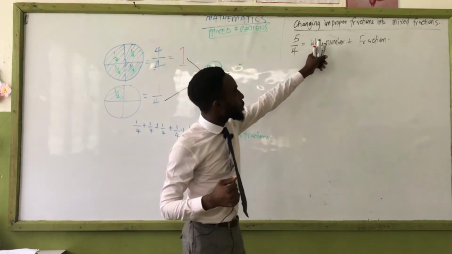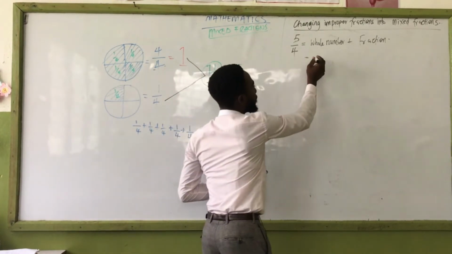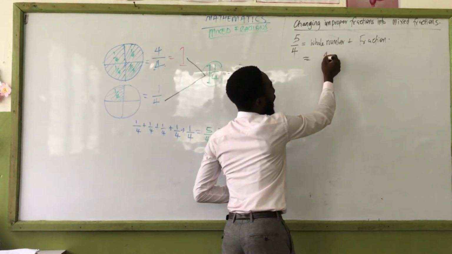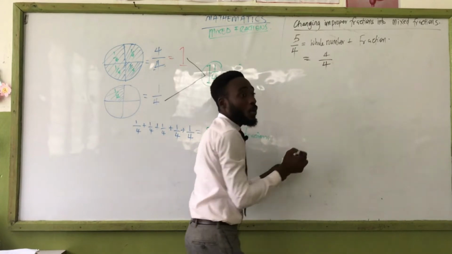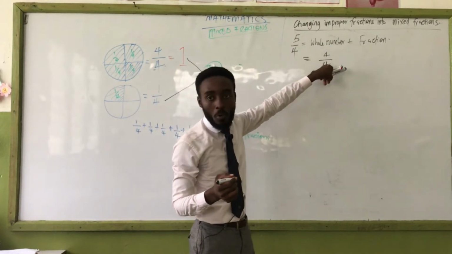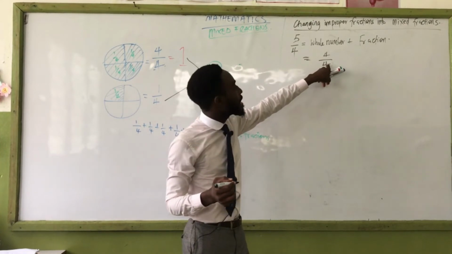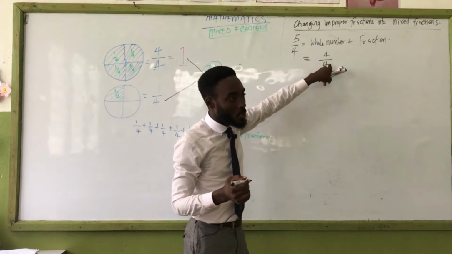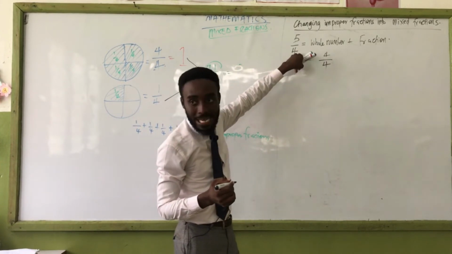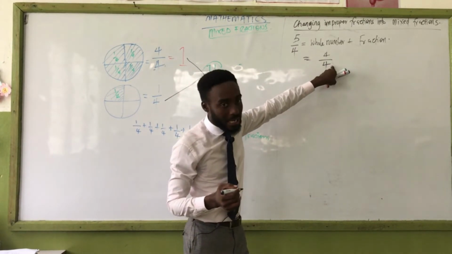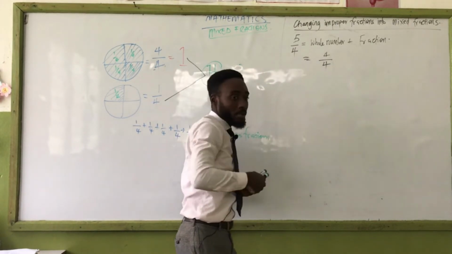So let's see this. Now that would mean that I have what here? I have 4 out of 4. The whole number will come from whole fractions. So in this case, the denominator of the whole number is going to be the denominator here. Do you all agree to that?